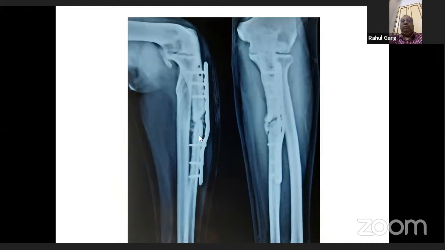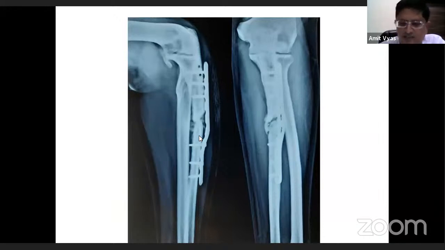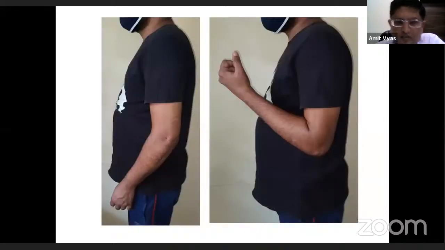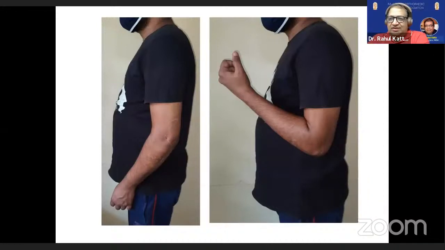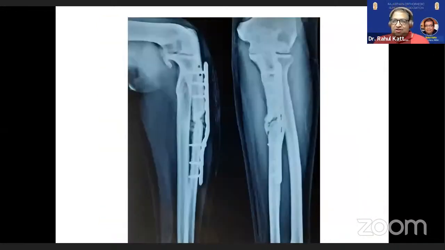So, quite good. Thank you, sir. So I think the message by this case that... Rahul Katta, sir, please. Go back to the previous X-ray. I have a few questions to all the faculty members.